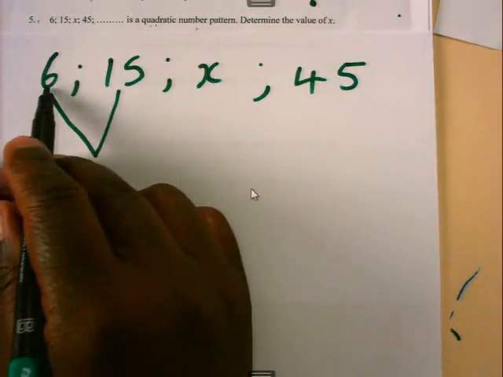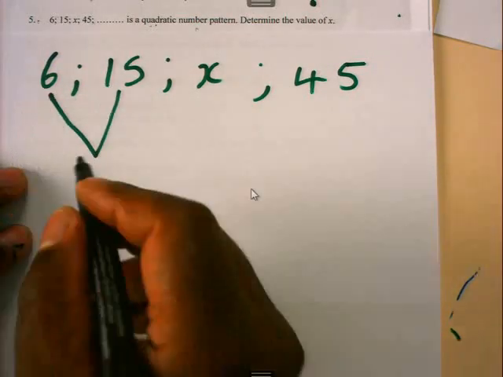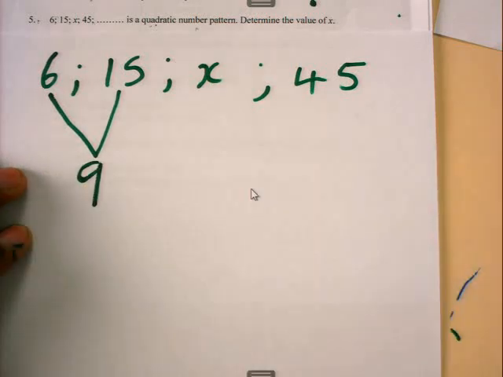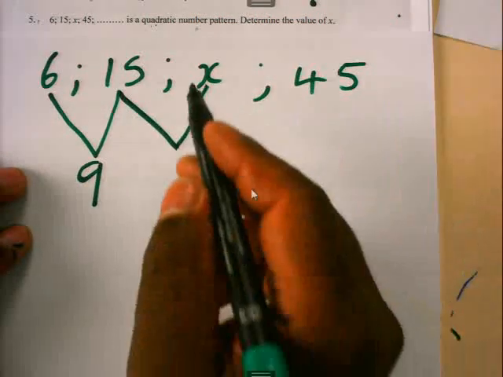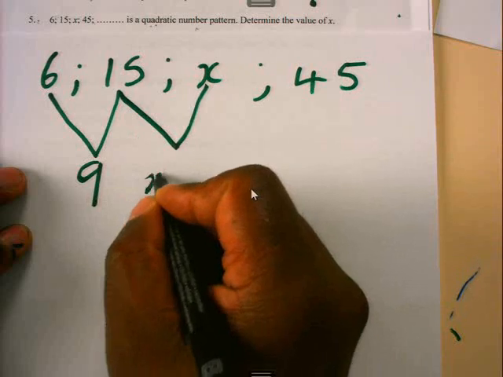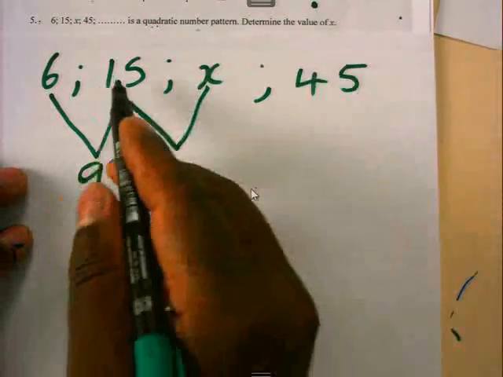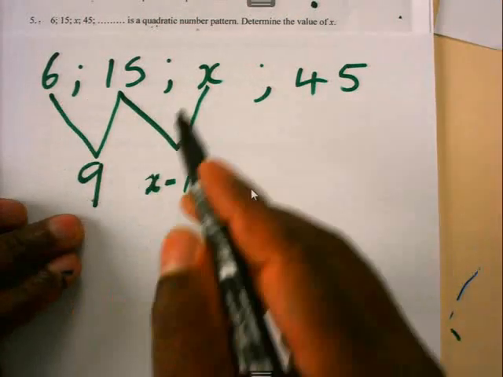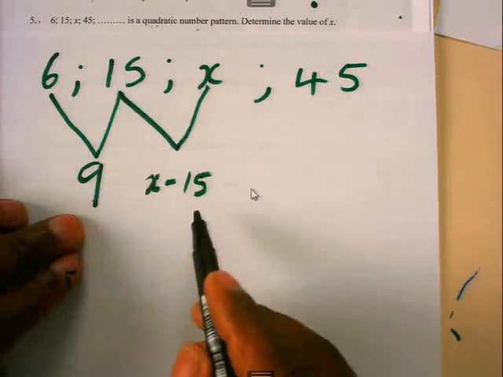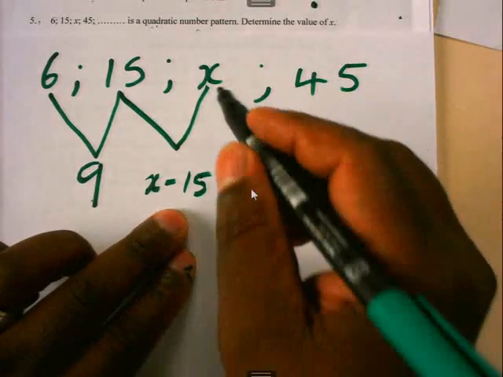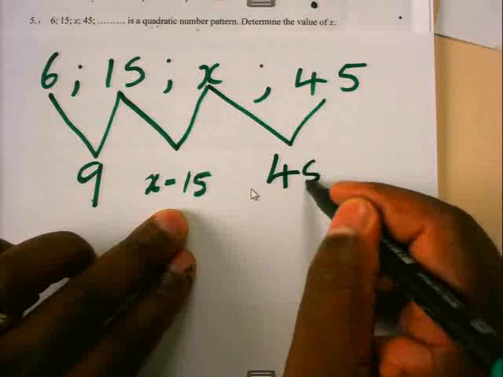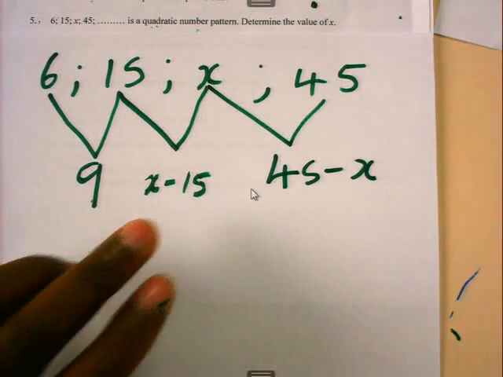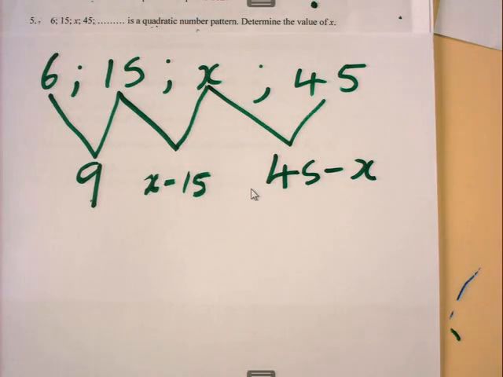15 minus 6, you've got 9. That is our first difference. X minus 15, our next term. Here we've got 45. 45 minus x. That is our first difference.